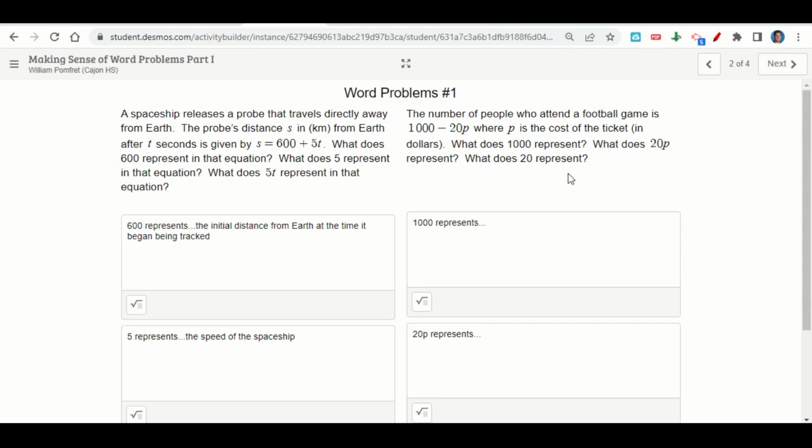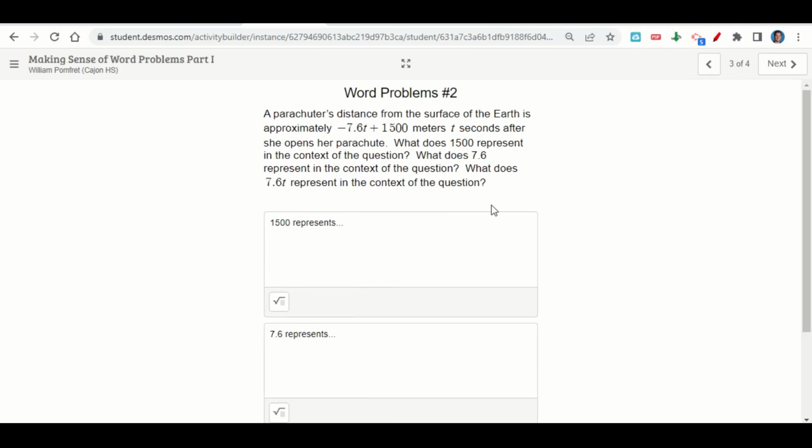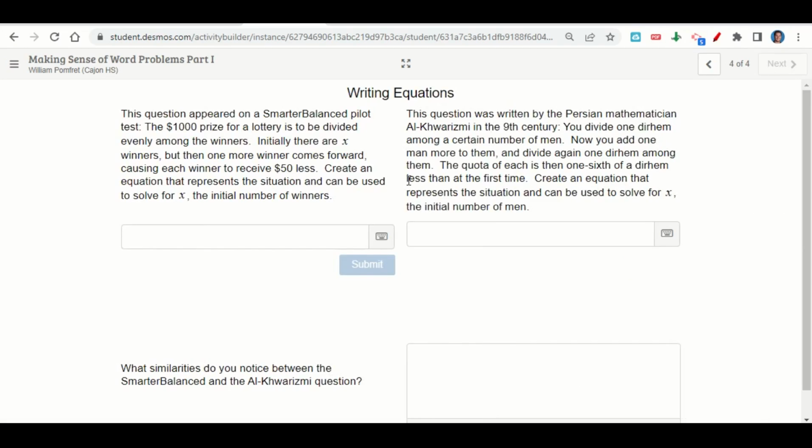And then you'll do the same thing over here with a different problem. You'll just state what each part represents, and then you'll click Next. You're going to continue to do it and do it again here with this one with another scenario. And then on the last slide, it's going to ask you to write equations that represent the given information that's here for you. So, for instance, the first one says, this question appeared on a Smarter Balanced pilot test. The $1,000 prize for a lottery is to be divided evenly among the winners. Initially, there are X winners, but then one more winner comes forward, causing each winner to win $50 less. Create an equation that represents the situation that can be used to solve for X.